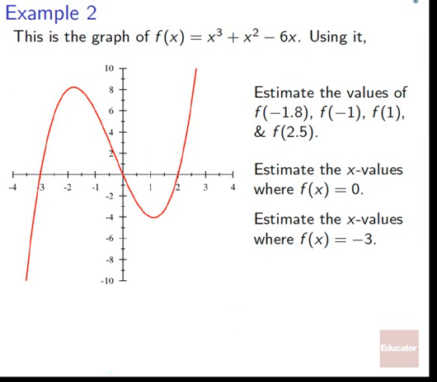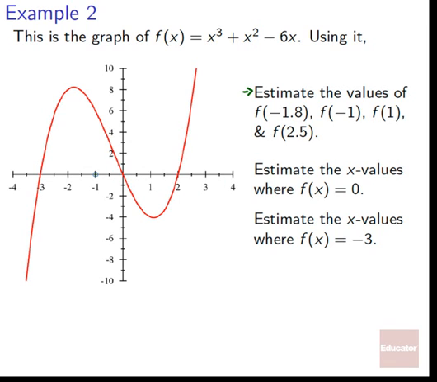All right, so this is the graph of f of x equals x cubed plus x squared minus 6x. Using it, we're going to estimate the values of f at -1.8, f at -1, f at 1, and f at 2.5. Then we're going to also estimate the values where f of x equals 0, and then finally we'll estimate the values where f of x equals -3. So first, this part right here, f at -1.8.